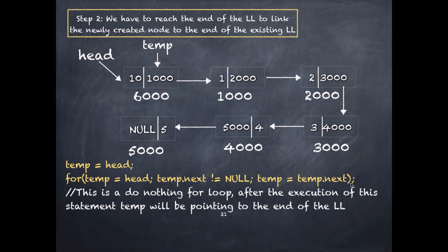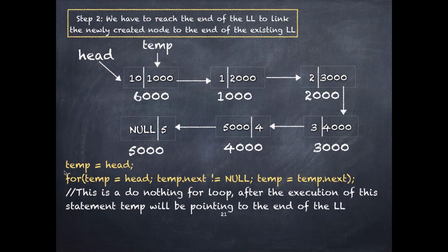Okay, so if there is a semicolon at the end of the loop, what is the meaning of that? It is a do nothing loop. So this loop is not doing anything. Just after the condition is checked, it will come and increment to the next node. So this semicolon means it is a do nothing loop. After the execution of the statement, temp will be pointing to the end of the linked list.